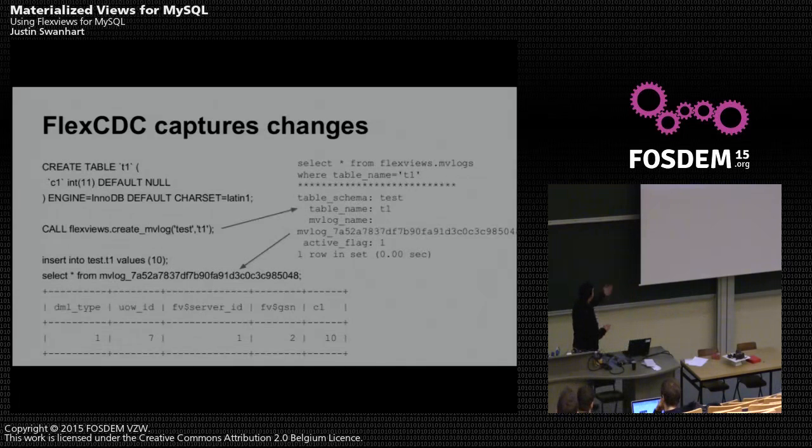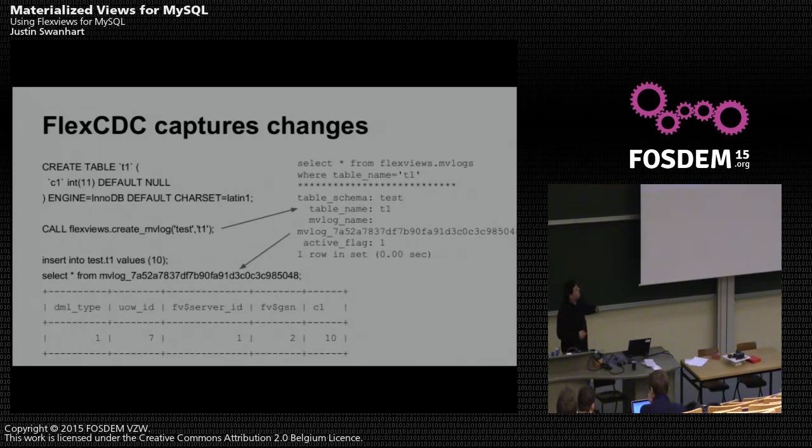So here we have a create table. Let me get my pointer. We have a create table statement, a very simple table, one column. You call flexviews.create_mvlog on test.t1, so we're creating it on test.t1. And then we insert a row into the table, and then we can select from its mvlog, right? So when we created the mvlog, a table was populated called mvlogs. It maps test.t1 to mvlog 7A52, whatever. Right? That's an MD5 of the table name and schema name.